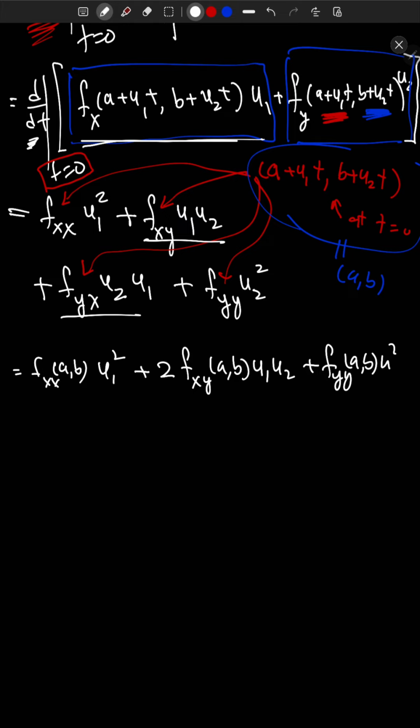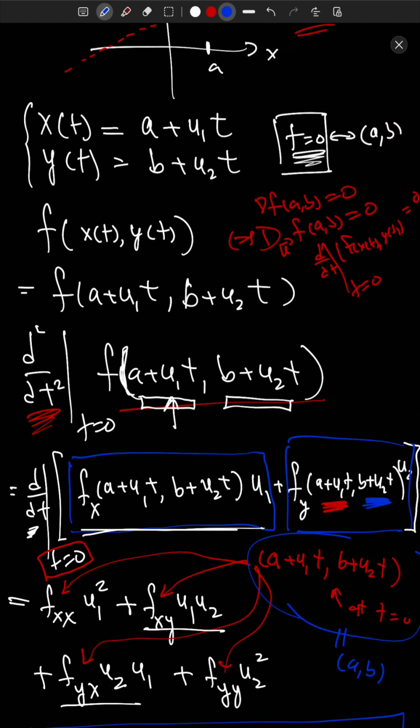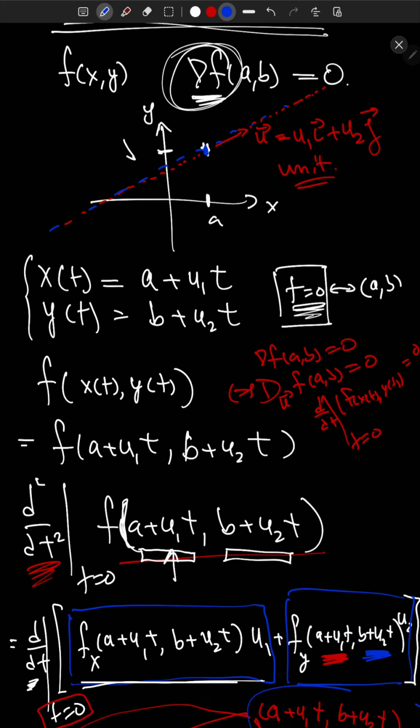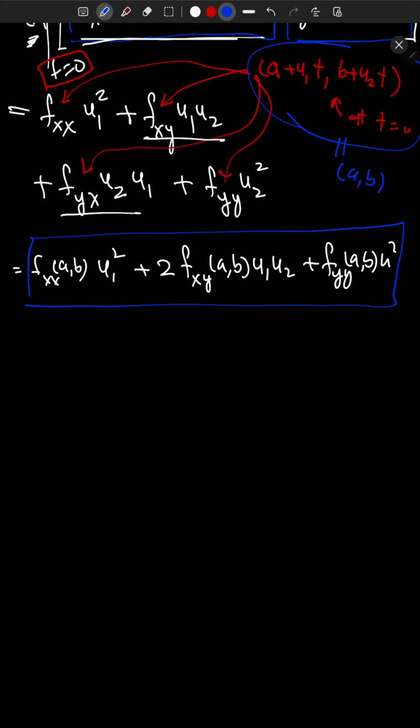Now, what is this terrible thing here? This is the second derivative. Let me say it like this: it's how my function curves above this line at the point a, b. It looks really, really terrible. However, we can actually simplify this really, really nicely. So if you know any linear algebra, take a look at this.